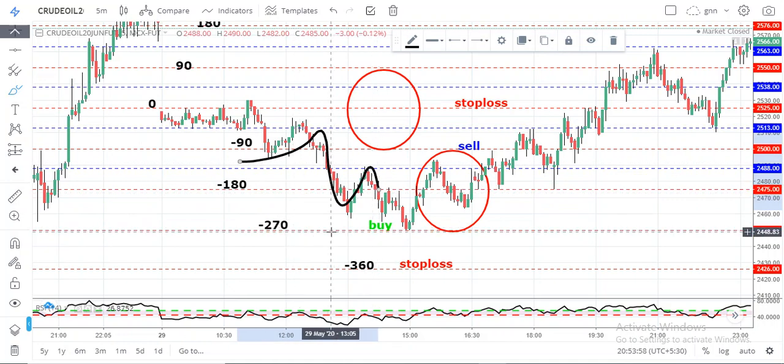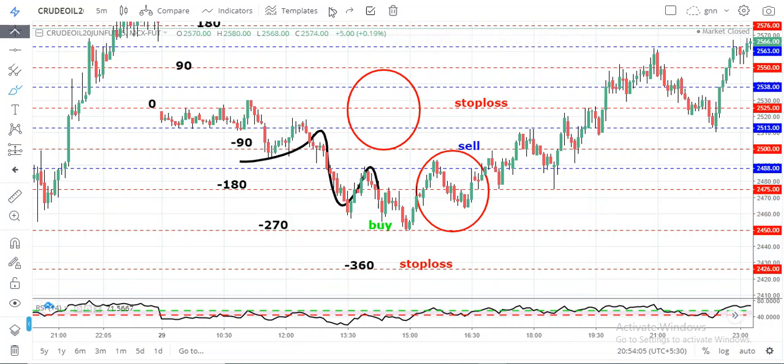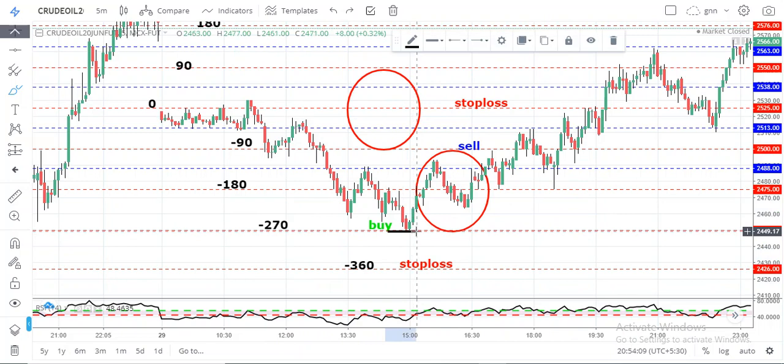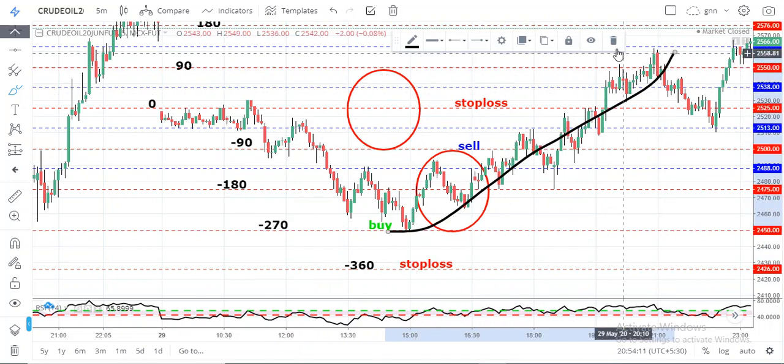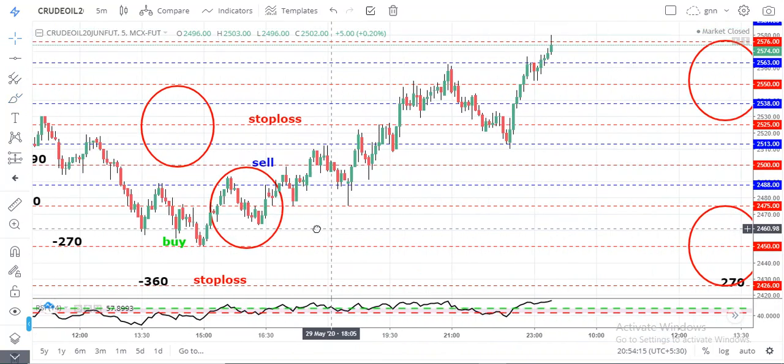Otherwise I'll not buy at 270 also, because the trend will be down and the price will fall vertically. Then I simply lose the second stop loss also, so for that I won't give a chance. So I've taken a buy. The price continuously went up. We'll see where the market goes one by one.